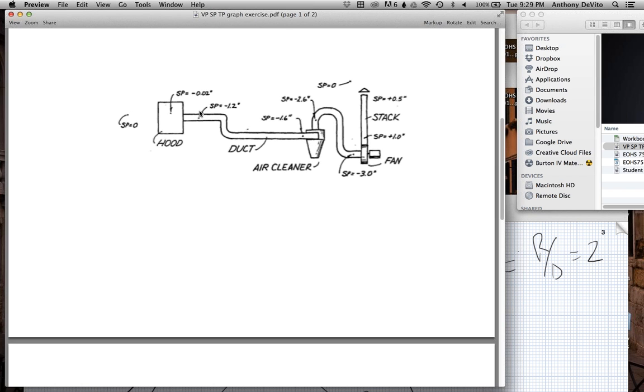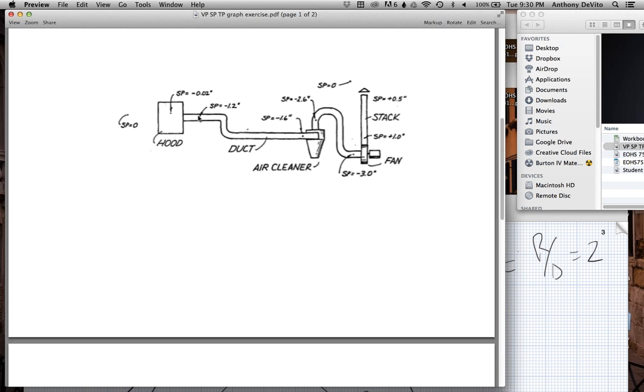How do we know what that has to be? How do we know what that static pressure has to be at that point in order to get the capture velocity we want? In order to get the capture velocity that we want at this point, right here, which is some distance in front of the hood. We want a certain capture velocity. How do we know what the static pressure has to be? We look at that formula.